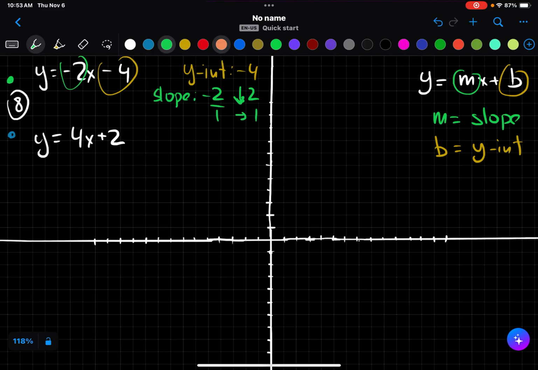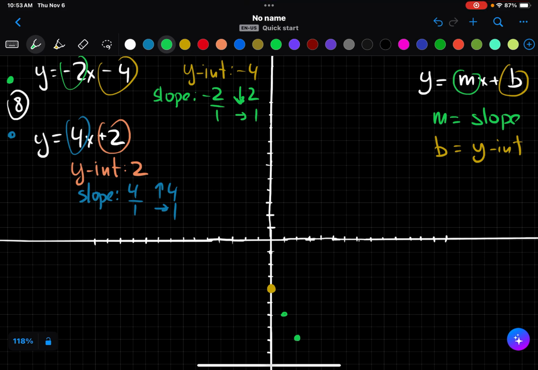Okay, for the bottom equation, the y-intercept is just a +2. And the slope is the 4. So put it as a fraction over 1, and that means go up 4 to the right 1. All right, so let's graph these. So the green equation, the top one, the y-intercept is at -4, and the slope is go down 2 to the right 1. All right, let's go ahead and graph it.